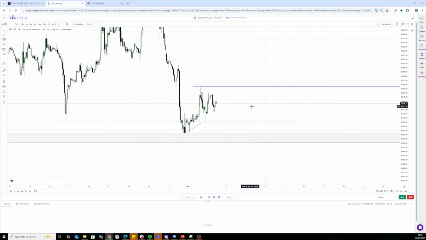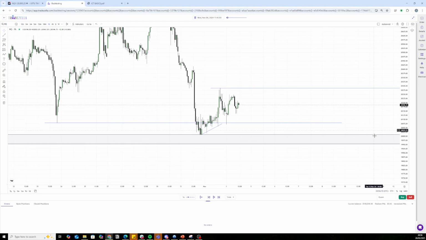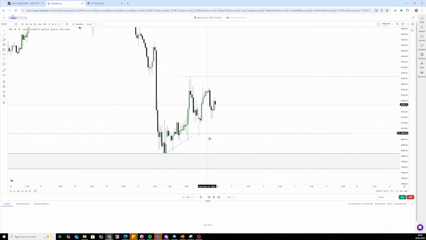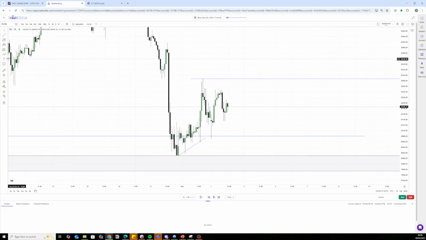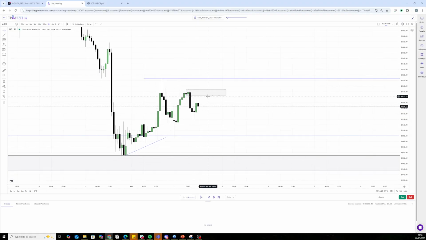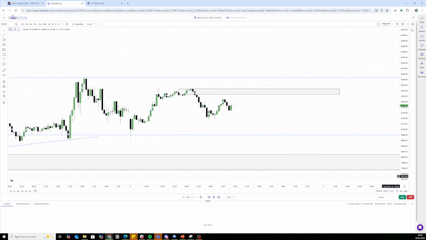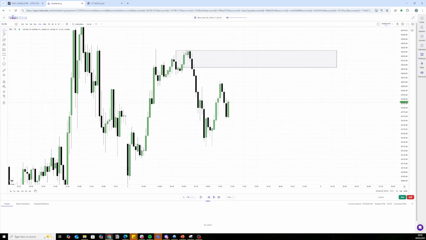All right, so we're in New York session here. As I said, I want to see this down here taken, and then we go there probably. So we have got an order block there on the 1 hour and a fair value gap there. Going on to the lower time frame, we have taken out this high. Okay, so orders were grabbed there.